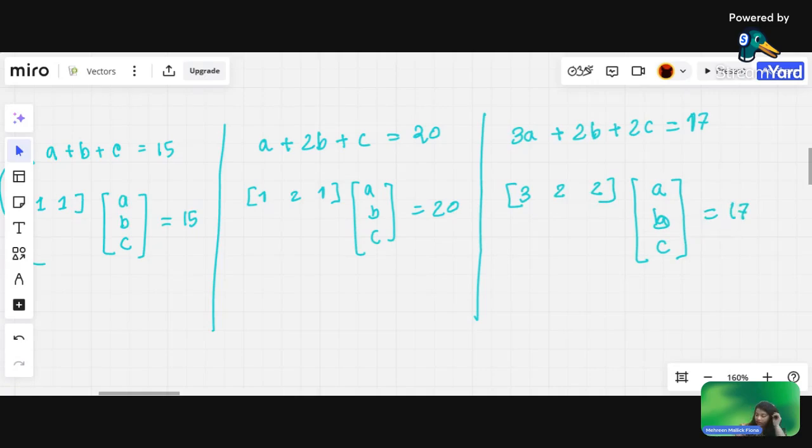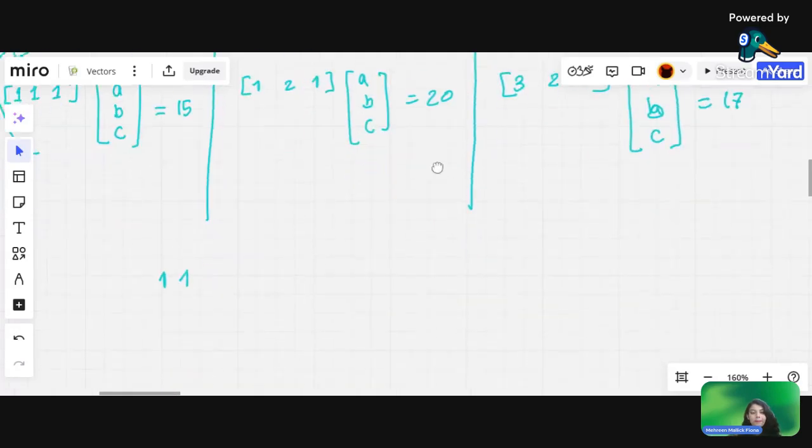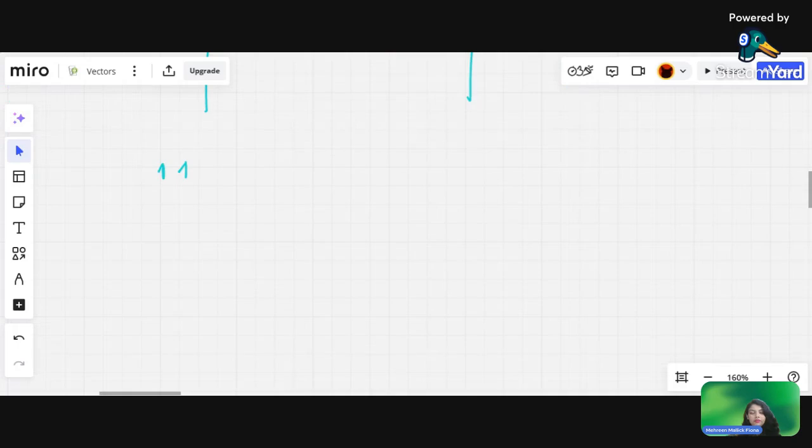Now let's take a glance at these three systems. We can see the common vector among them is ABC. So how can we solve this and how can we simplify this system? Let's take the common part here and write it like this. If I were to take common, it would look something like 1 1, then 1 2 1, 3 2 2, or we could simply write it as one matrix.